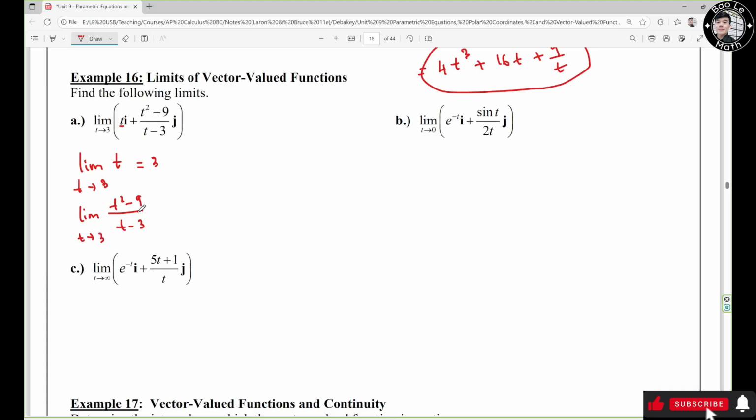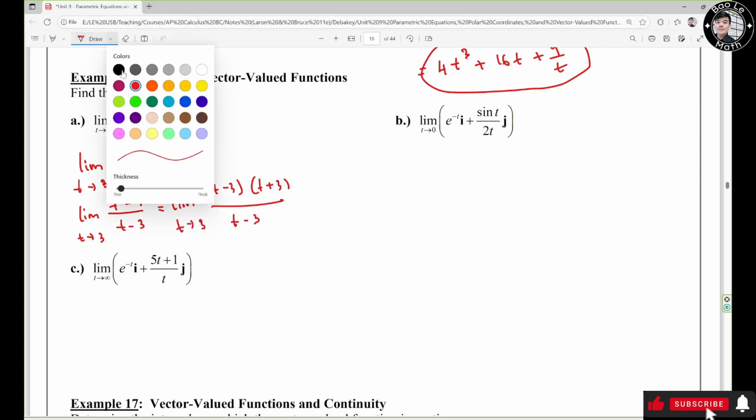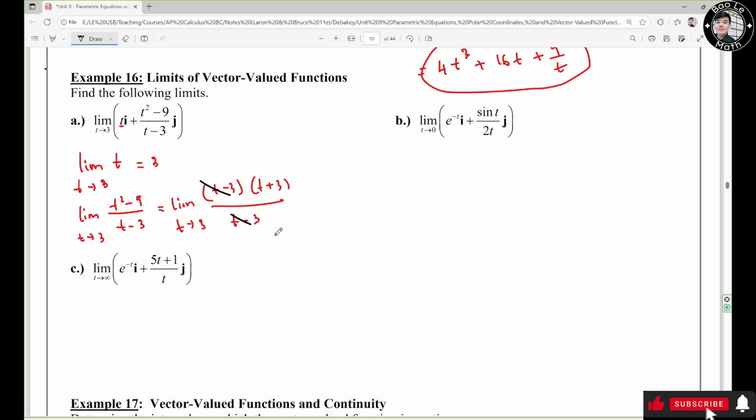So this one is an indeterminate form, right? So we need to factor this one, right? So we have the limit of t minus 3 times t plus 3 over t minus 3 when t approaches 3, right? So I'm going to simplify this and this, right? So this turns out to be the limit of t plus 3 when t approaches 3, which equals 6, right?